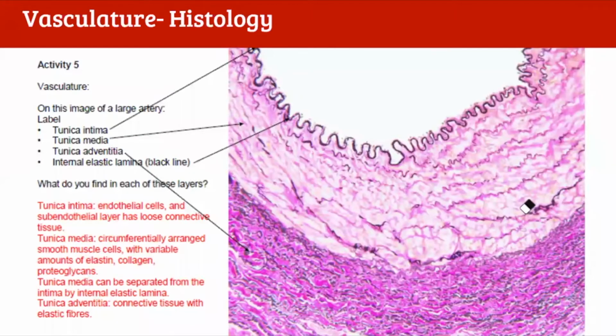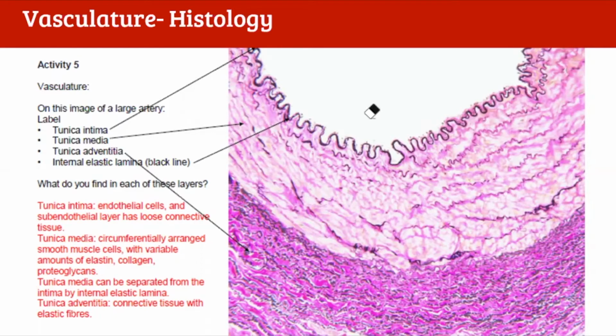You guys can spend more time having a look at it later, but the main things I want to show you, you've got that internal elastic laminae, black line here. You've got your tunica intima along here as well, tunica media, tunica adventitia, really quite developed here. What is going to be in each layer? Tunica intima will have endothelial cells, there's connective tissue. Media has smooth muscle cells, varying amounts of elastin or collagen or proteoglycans, depending on the vessel and its role. And then the tunica adventitia will have connective tissue with elastic fibers.